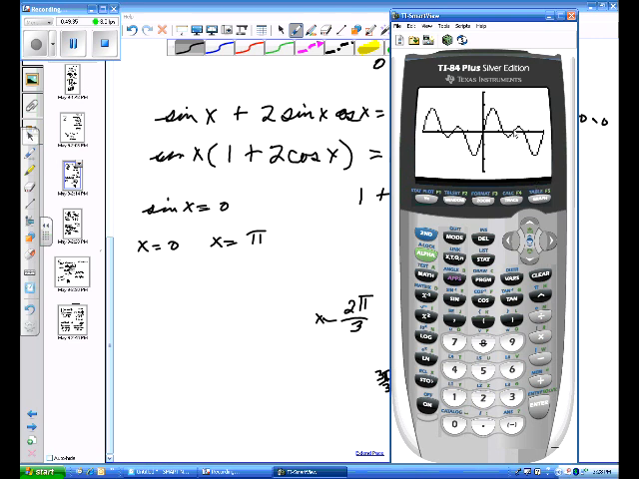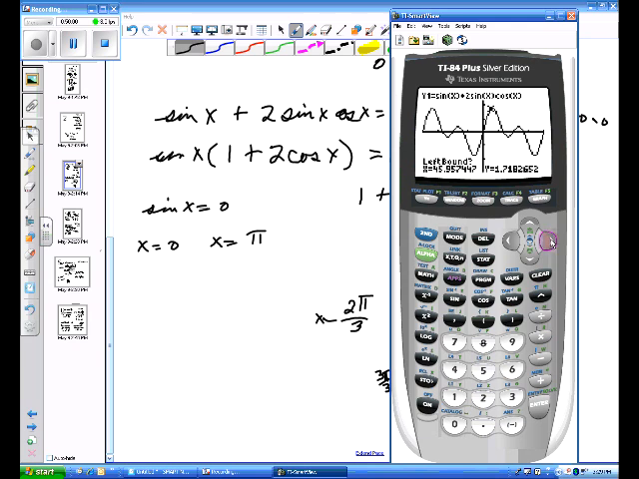Now we're really only wanting from 0 to 360, so we don't really care about these back here. But what we're wanting now are the zeros. And so we can do second calculate, because we were wanting to know where that equaled 0. So 2. And we know that right there is the 0. We can see that. So let's go ahead and get our next value.